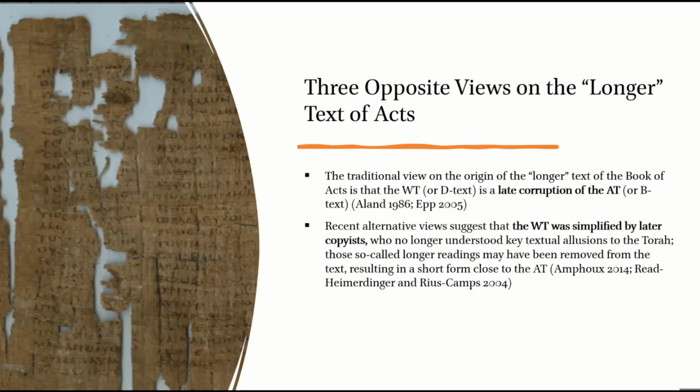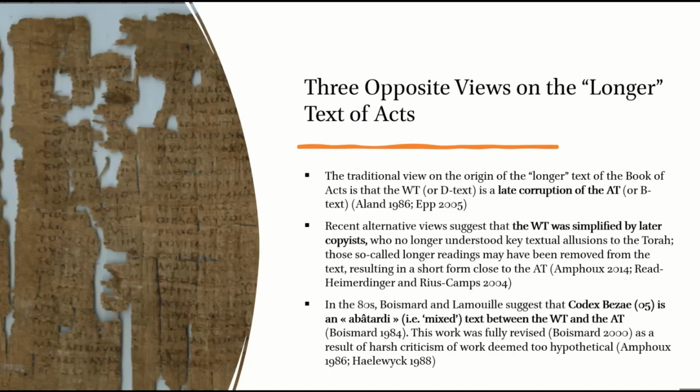There is obviously the opposite view, and the main important alternative view is that, on the contrary, the Western text got simplified by later copyists who no longer understood the key textual allusions to the Jewish scriptures, resulting in a simplification of the text, leading to a shorter form of text.